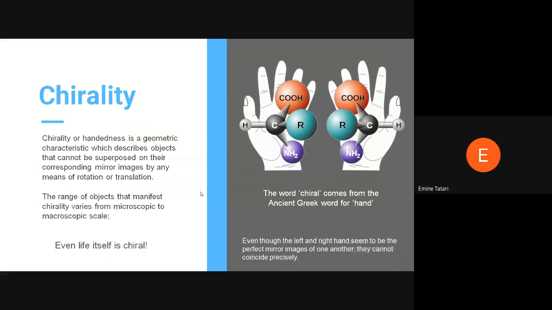Chirality, which is also known as handedness, is a geometric characteristic which describes objects that cannot be superposed on their corresponding mirror images by any means of rotation or translation. It comes from the Greek word chiral, which means hand, and it is also the fundamental example of an object exhibiting the property of chirality. For example, both our hands, even though they seem like perfect mirror images of each other, in fact, don't coincide precisely with each other.